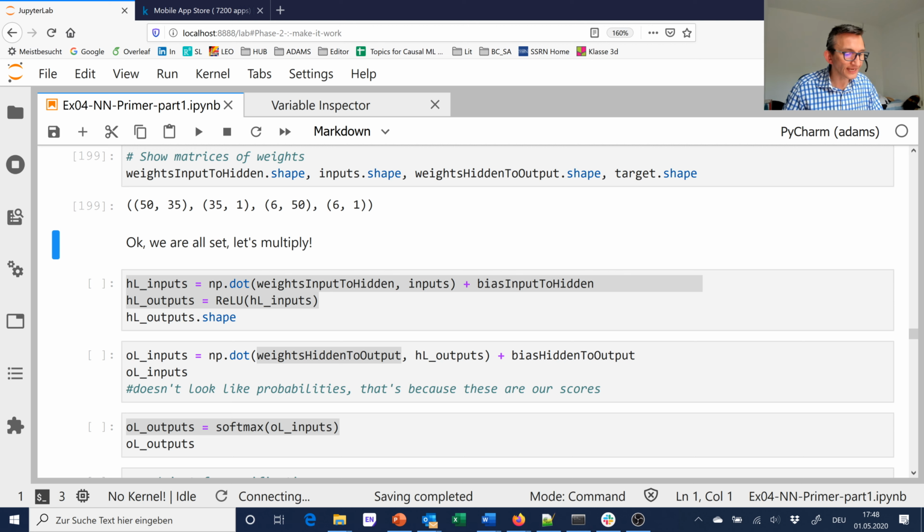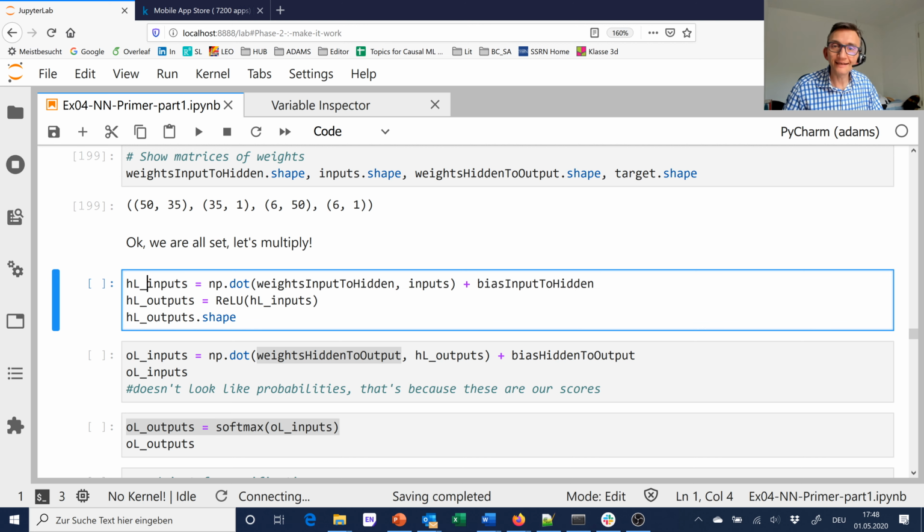We first calculate the hidden layer input, which is x times the w, or here with this type of data structure, we actually calculate w times x. And then we add a bias to that. That's the input of the hidden layer, or the hidden layer input signal. And the hidden layer output signal is then the added nonlinearity, which we achieve by using the ReLU function.